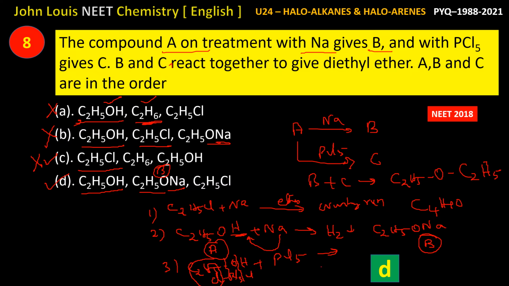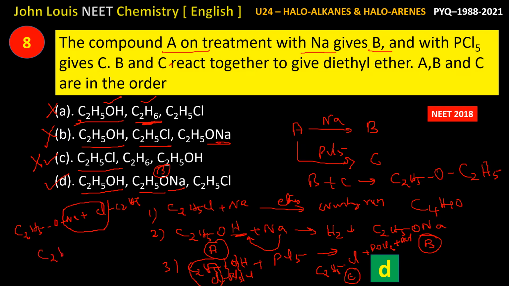Therefore the products are what? C2H5Cl, this is compound C, plus POCl3 plus HCl. Now compounds B and C should react. What is compound B? Sodium ethoxide, C2H5ONa, plus what is compound C? Ethyl chloride, Cl, C2H5. So what happens here? Sodium chloride will go away and then diethyl ether will form.